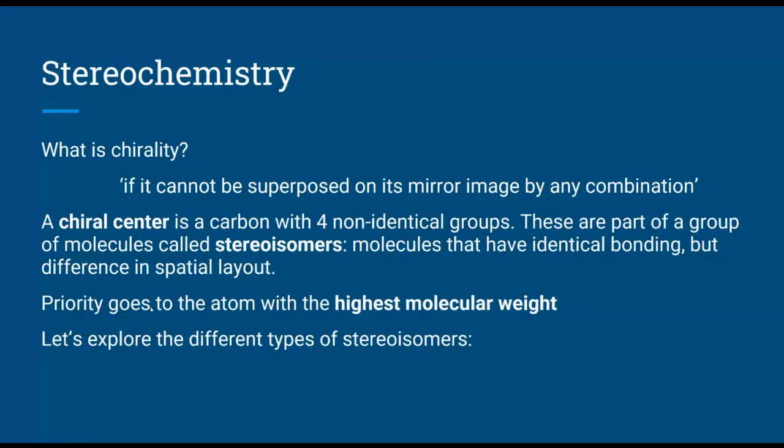So now let's talk about stereochemistry. And this concept directly ties with chirality. So what is chirality? Chirality is if a molecule cannot be superimposed on its mirror image by any combination. That definition by itself doesn't make much sense, but we're going to explore that. For chirality, you need a chiral center, which is the carbon.